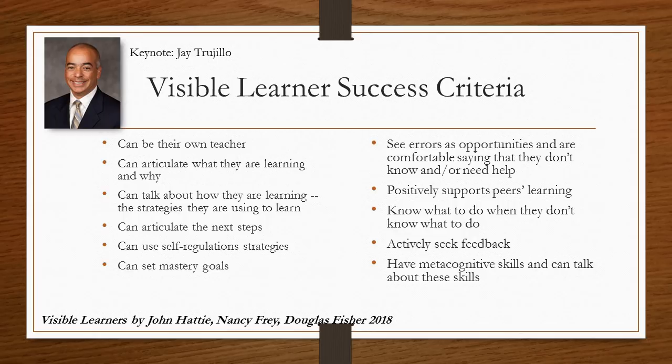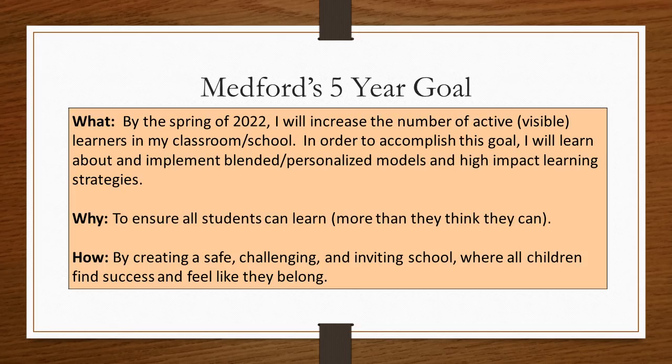Today's keynote will be about John Hattie's research and how to create more visible learners in our classroom. If we are successful, our students will have these lifelong skills. In preparation for today's keynote, take a moment to read these over. Jay's keynote will fit with our 5-year goal, which is to increase the number of active or visible learners in our classroom.